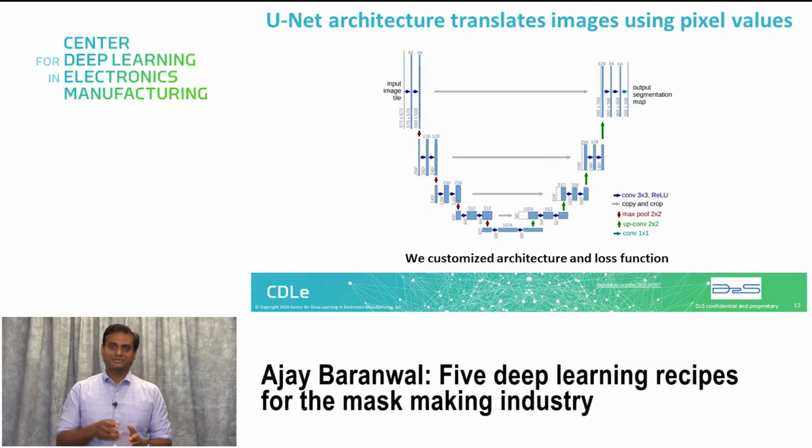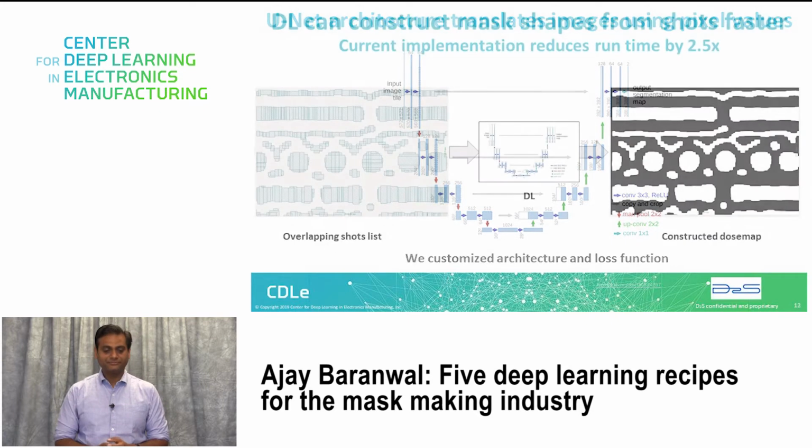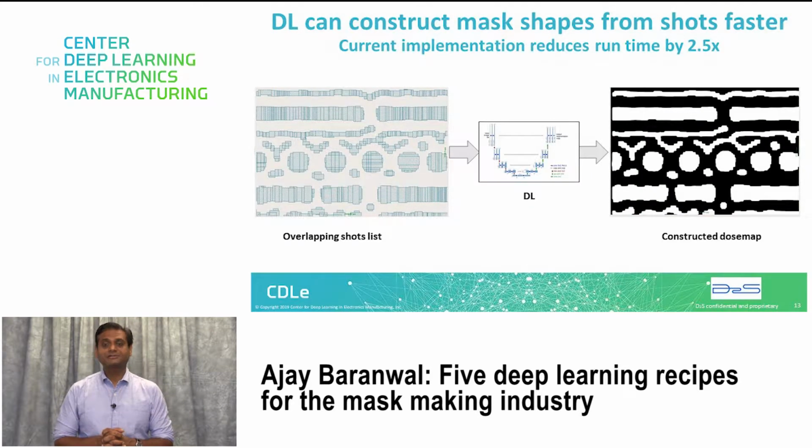UNET has a structure which has a U, as the name says. It downsamples the input image and then upsamples to the output image, and to capture details of the image at every level there are horizontal connections. We use this to construct the mask dose map from the shortlist, and we could see a 2.5x improvement in runtime, which was pretty promising, and we are working to improve it even further.